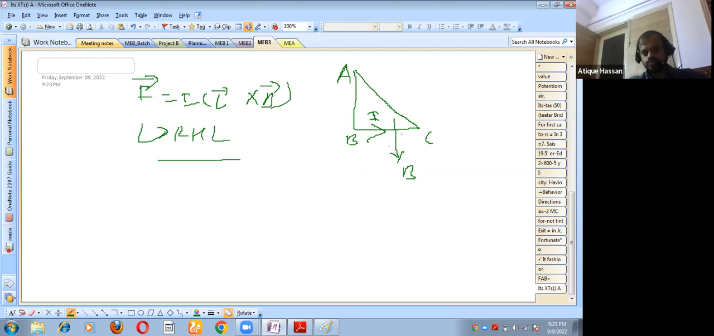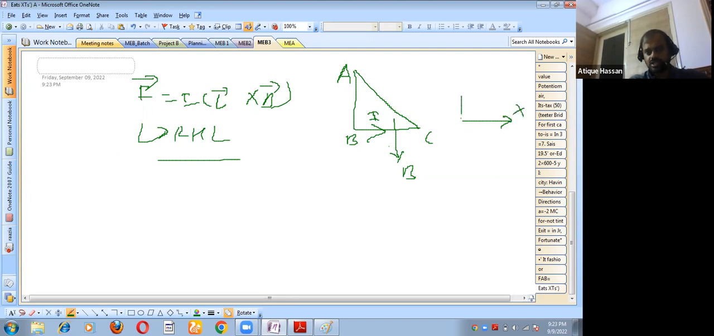So how will you find IL cross B? If you see here, I is in this direction. Suppose it is the X direction, and the magnetic field is along this direction. Suppose it is the Y direction, right? So what will be IL cross B? It should be along the minus Z direction, right? IL cross B should be along the minus Z direction.